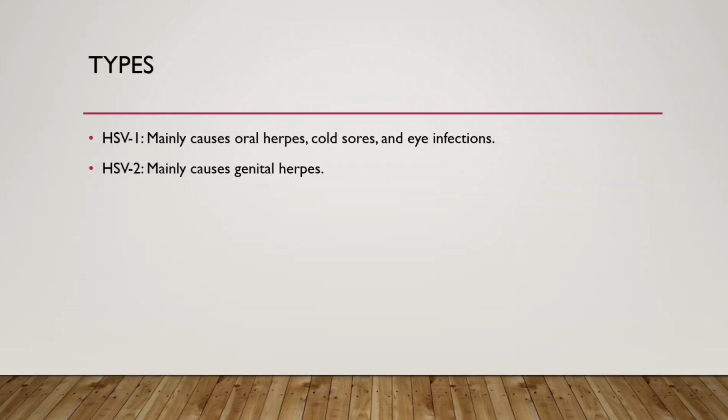Next, we are going to discuss the types of herpes simplex virus. Herpes simplex virus is commonly divided into two types, HSV1 and HSV2. HSV1 mainly causes oral herpes, cold sores, and eye infection. HSV2 mainly causes genital herpes and affects the genital areas.